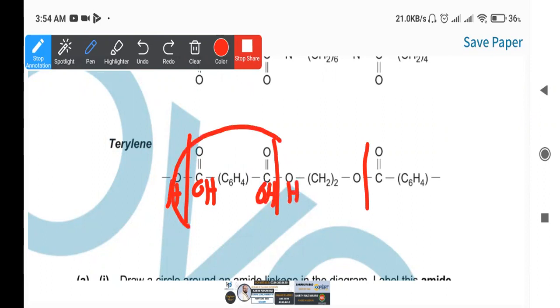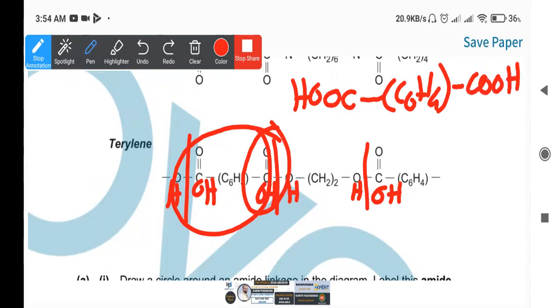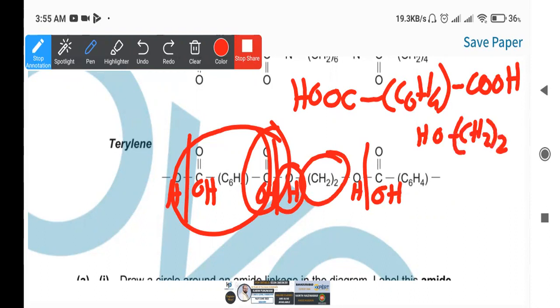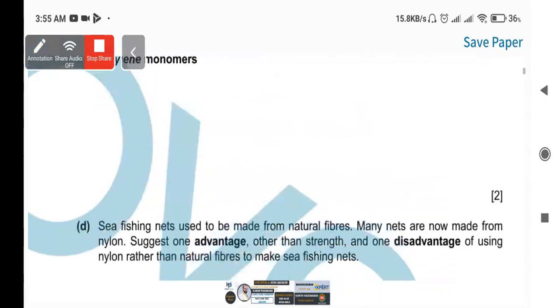So one of the monomers we are getting is this. One of the monomers will be COOH, then C6H4, then COOH. And another monomer is OH attached with CH2 CH2, attached to another OH. Okay, so these are the monomers of the answer. We have got it.